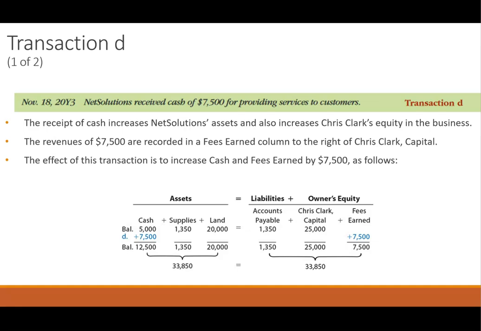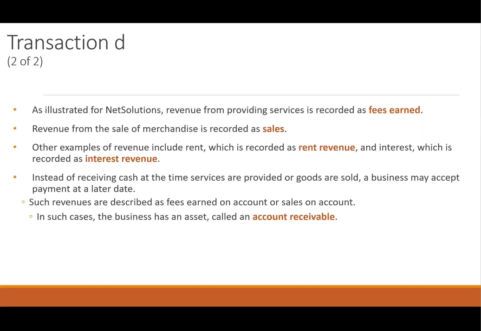And that revenue gets put into the owner's equity section because revenues increase our owner's equity and expenses decrease our owner's equity. So in this case, by providing services and receiving cash, the cash went up $7,500, and our revenues, what we call fees earned, also went up $7,500. So our assets still equal our liabilities plus our stockholders' equity.